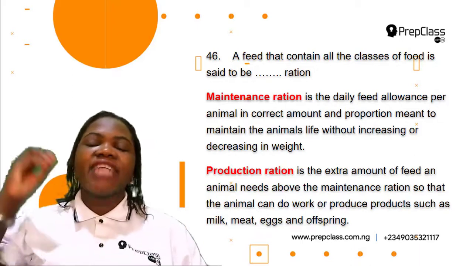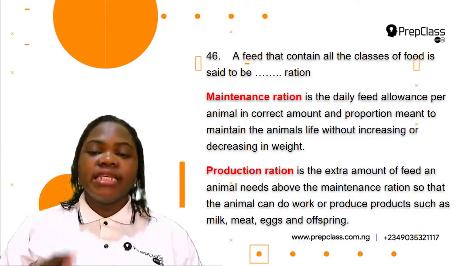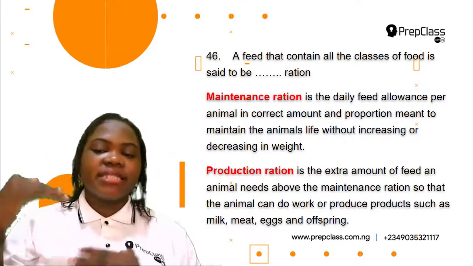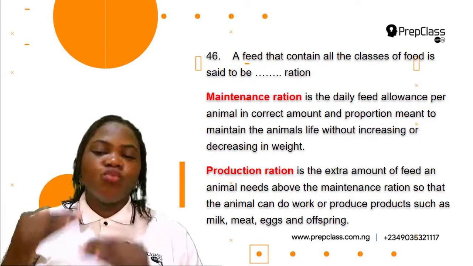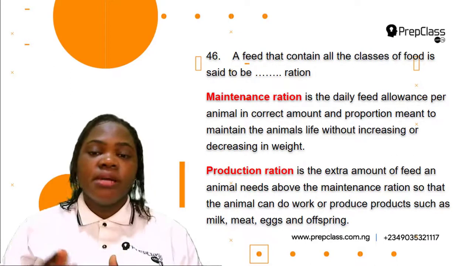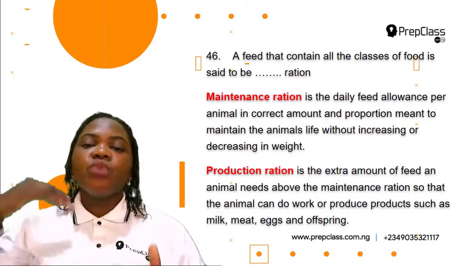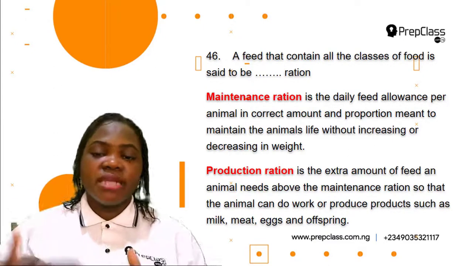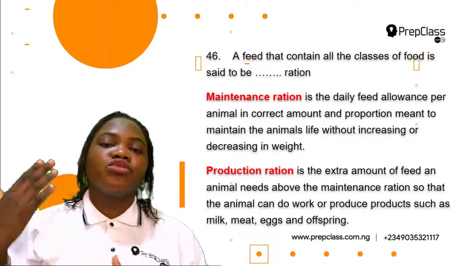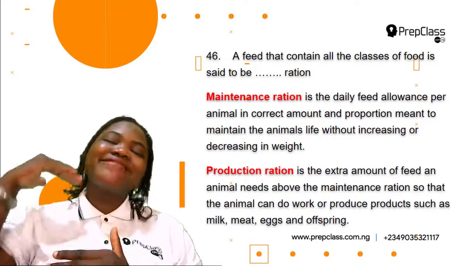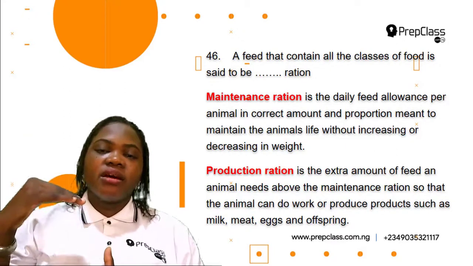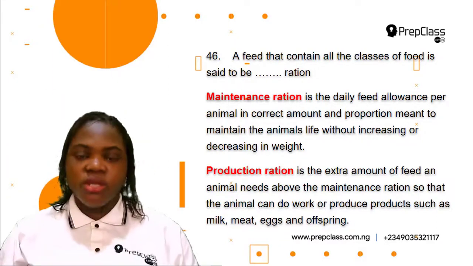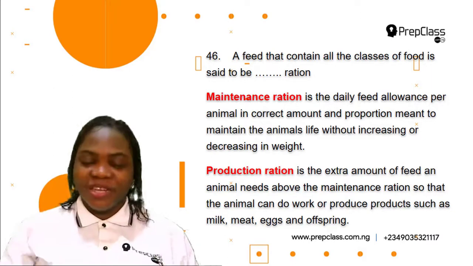Okay, so what about production ration? Production ration is the extra amount of feed an animal needs above the maintenance ration. So this means that the production ration is more than the maintenance ration, so that the animal can do work or produce products such as milk, meat, eggs, and offspring. So when you want them to produce these products, or when you want them to do some kind of work, then you have to increase their feed. Okay, so you have to provide an extra amount of feed that is above the maintenance ration. So this ration is called production ration.